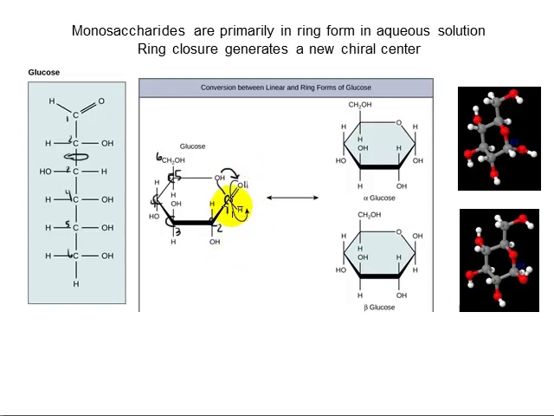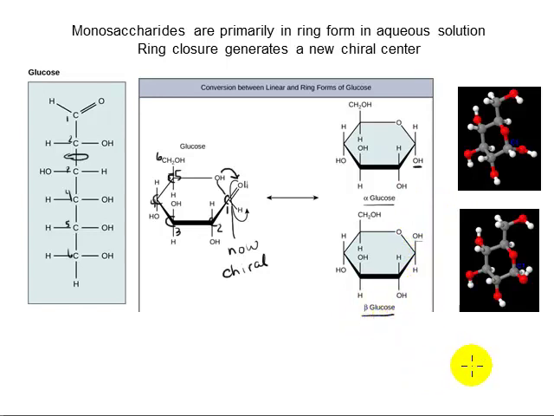So what we get is a new chiral center. And depending on the orientation of this carbonyl oxygen with respect to the rest of the ring when it closes, we're going to end up with two different stereoisomers. One in which this hydroxyl on the number 1 carbon is positioned below the plane of the ring, which is referred to as alpha glucose, and this version in which the hydroxyl is positioned above the plane of the ring, which is referred to as beta glucose.